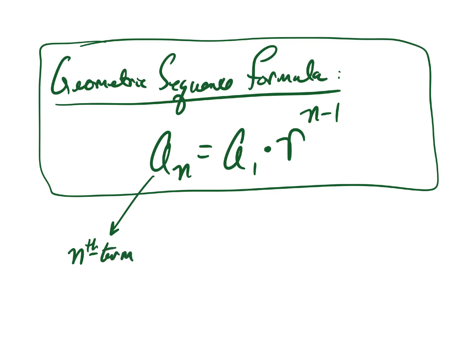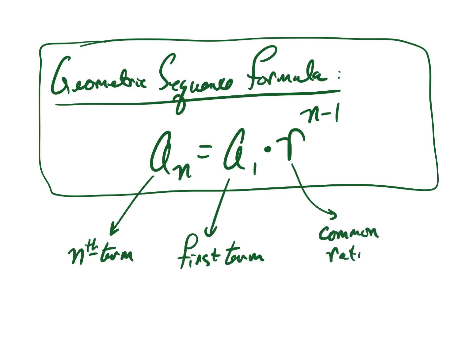So one of the questions I'm going to ask you in just a little while is something like, what's the 10th term of one of these geometric sequences? So n is whatever term we're looking for. A sub 1 is the very first term in the sequence. And as you just saw a couple minutes ago, r is going to be the common ratio, right?